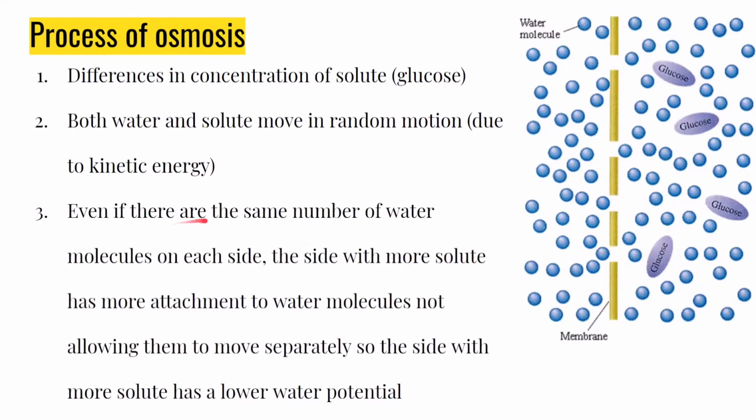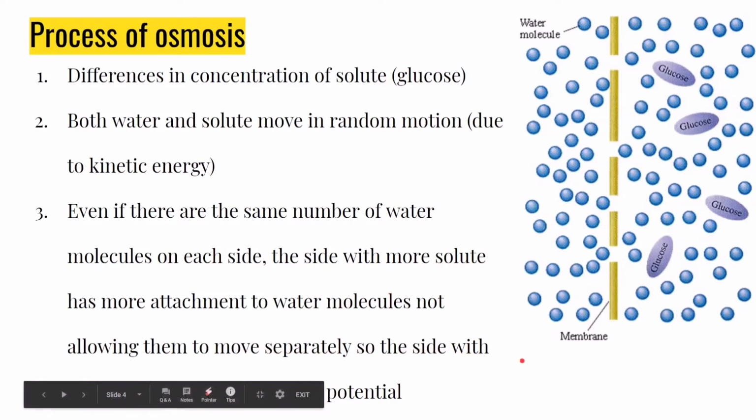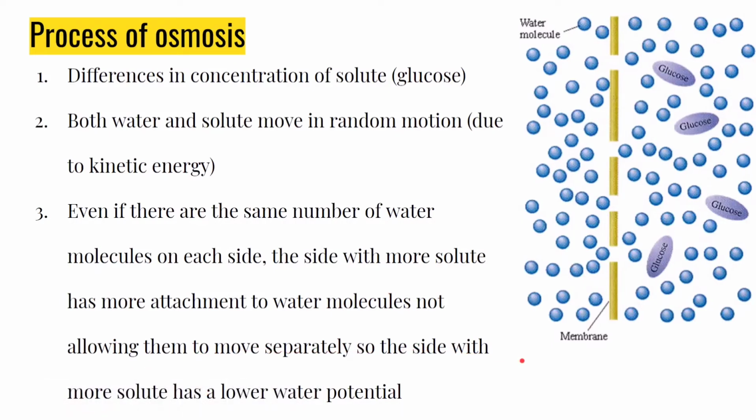And even if there are the same number of water molecules on each side, the side of the partially permeable membrane with more solute has more attachments to water molecules. So this does not allow the water molecules to move separately. So the side with more solute has a lower water potential.